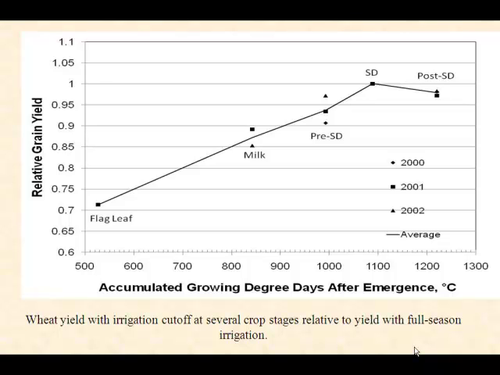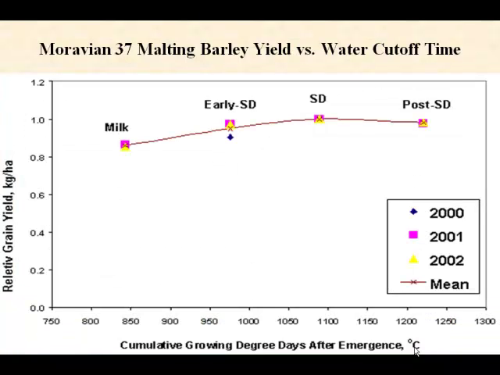Then we go to malting barley. This was done at the Coors station there. We cut off at milk. We had a little over 80% of our maximum yield. Early soft dough, about 90%. Soft dough, 100. And post-soft dough again dropped off. You're beginning to see a pattern here.